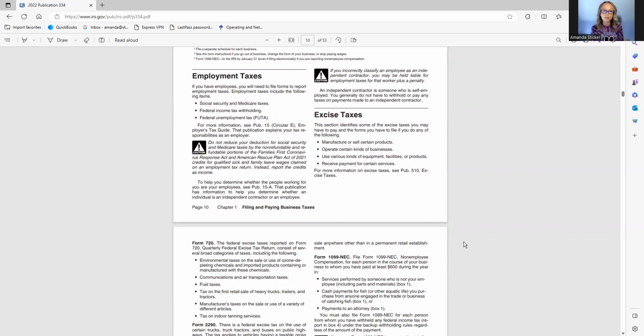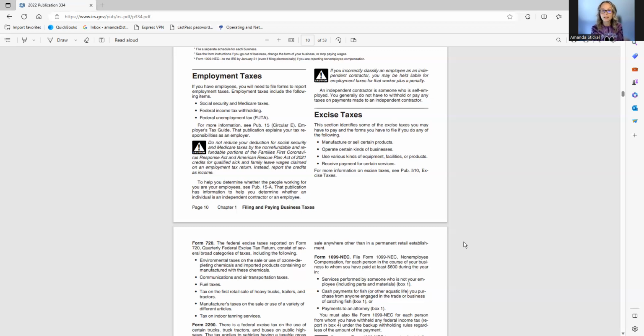Caution: do not reduce your deduction for Social Security and Medicare taxes by the non-refundable and refundable portions of the credits for qualified sick and family leave wages claimed on an employment tax return under the Families First Coronavirus Response Act and American Rescue Plan Act of 2021. Instead, report the credits as income. To help you determine whether the people working for you are your employees, see Publication 15-A. That publication has information to help you determine whether an individual is an independent contractor or an employee.